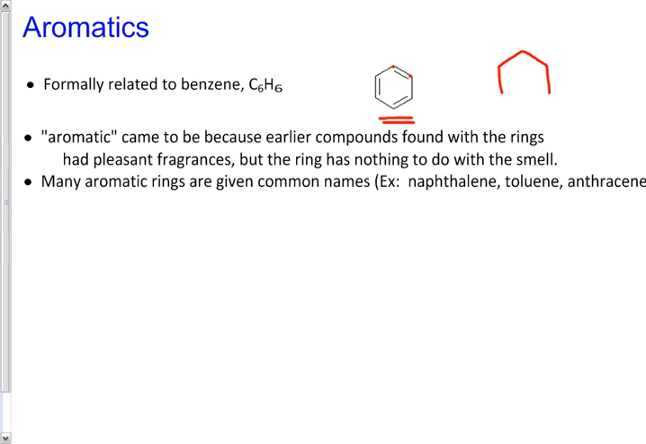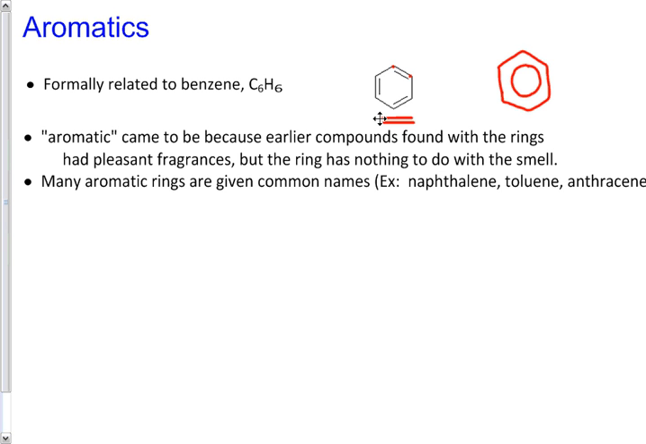Some books will show it as a hexagon with a circle in the middle. And what that represents is that those double bonds are delocalized. They are not specifically between any two carbons in the molecule. They are somehow shared between each of the 6 carbons equally. We call that a resonance structure, when no one picture accurately represents the structure. Anyway, the name aromatic became popular because the earliest compounds that had these benzene rings had pleasant fragrances, but the ring really doesn't have anything to do with the smell. So after a while, they became aromatics, but that's not really an accurate name.